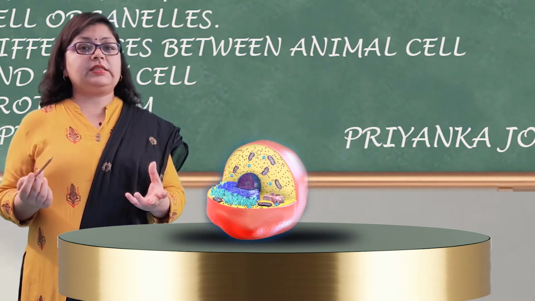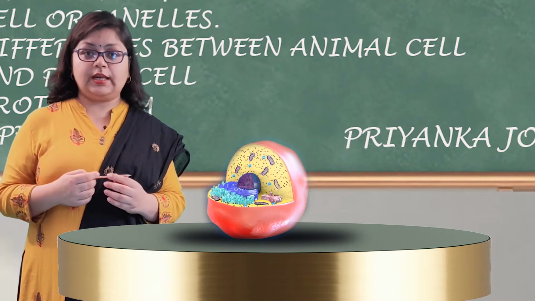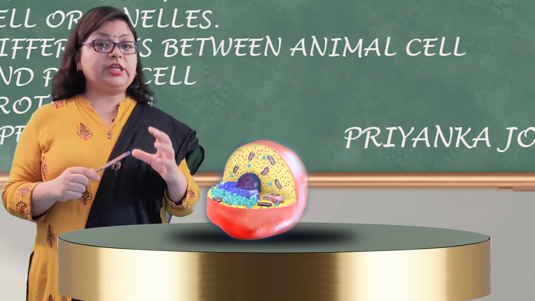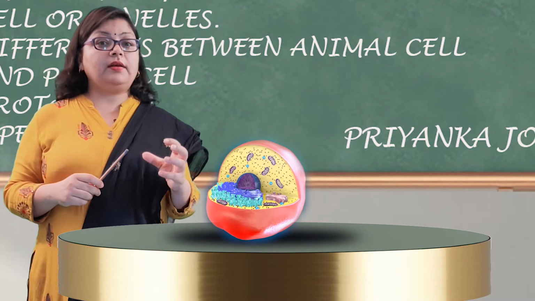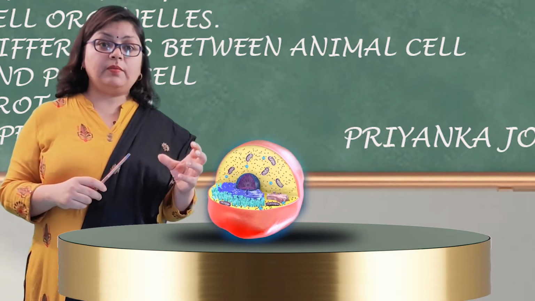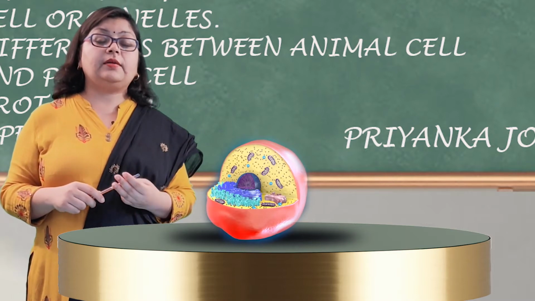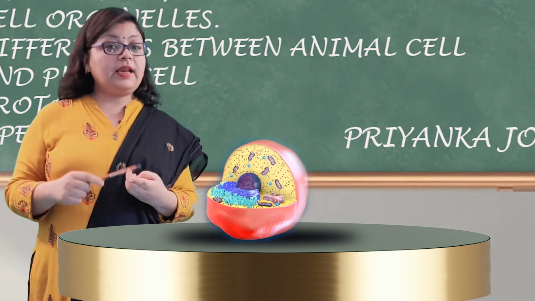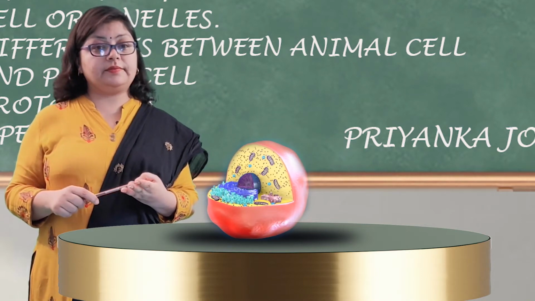So when we say structure of a cell, we talk about a generalized structure of a cell. Now children, when we say generalized structure of the cell, that is what we can see under the microscope, that is the compound microscope. So the basic structure we can see under the microscope is the cell membrane, the cytoplasm and the nucleus.